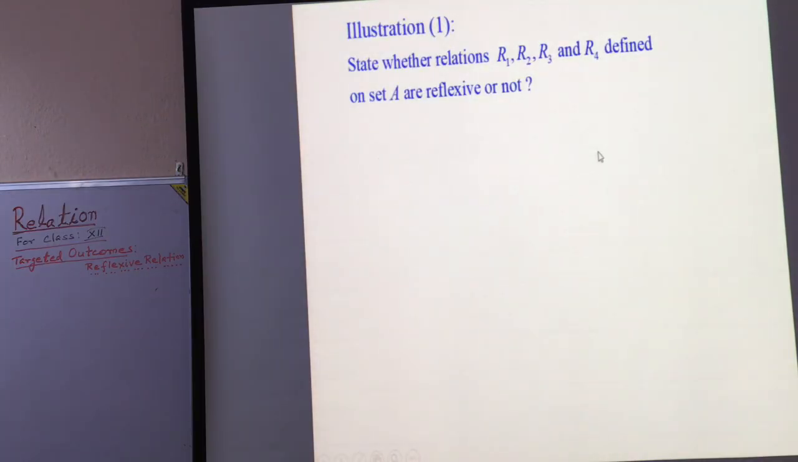In this example, we have to state whether R1, R2, R3, R4 are reflexive on A or not. Set A is a triplet. It has three elements, 1, 2, 3, and the following relations are given. Consider first relation R1. State whether R1 is reflexive on A or not.